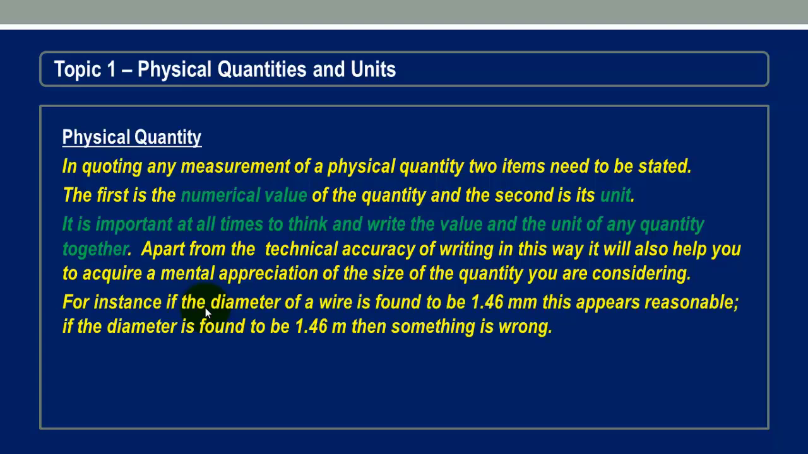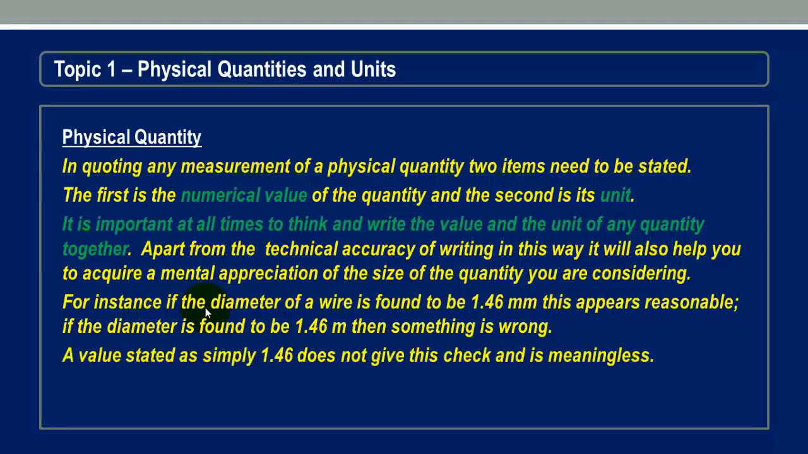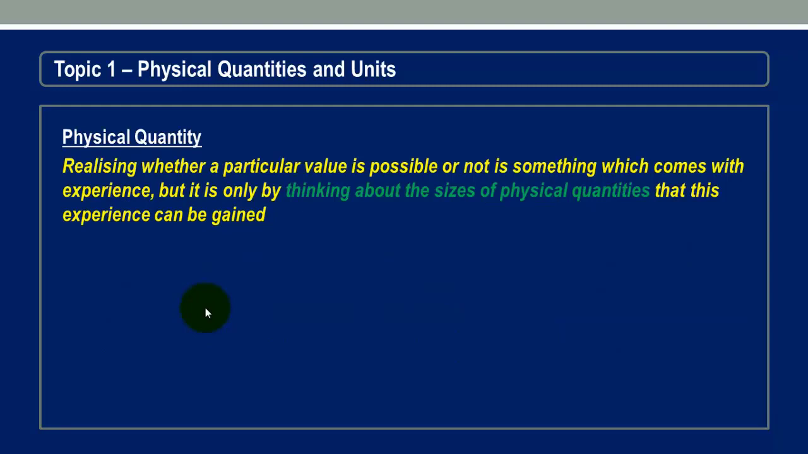For instance, if the diameter of a wire is found to be 1.46 millimeters, this appears reasonable. If the diameter is found to be 1.46 meters, then something is wrong. A value stated as simply 1.46 does not give this check and is therefore meaningless. Realizing whether a particular value is possible or not is something which comes with experience, but it is only by thinking about the size of the physical quantities that this experience can be gained.